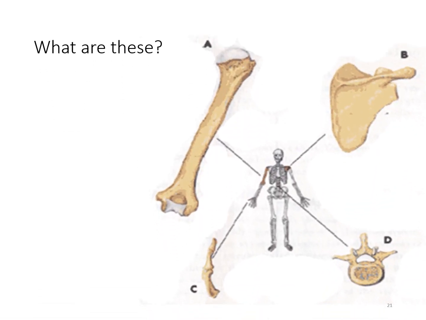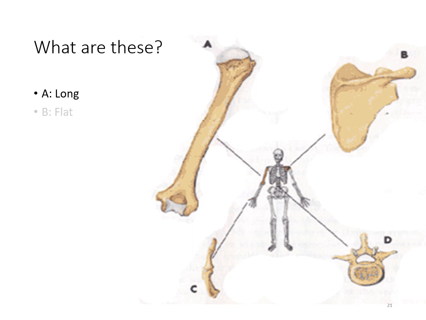So, a nice little recap. What is A? Is it long, short, flat, or irregular? What is B? Long, short, flat, or irregular? What is C? Long, short, flat, or irregular? And what is D? Long, short, flat, or irregular? Pause the video, have a think. Have you had a think? Okay, let's see the answers.